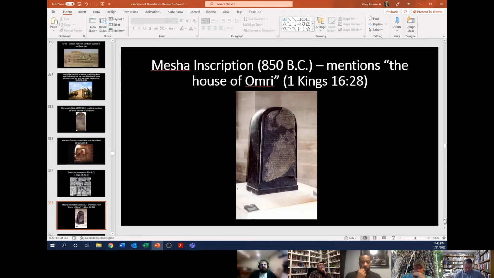The Mesha inscription, or Moabite stone, dates to about 850 BC and describes the political relationship of Moab to Israel. The inscription was found in Dibon, the capital of Moab. Mesha boasts of his exploits against Israel, and in the inscription, he talks about the house of Omri, which relates to King Ahab, 1 Kings 16:28.